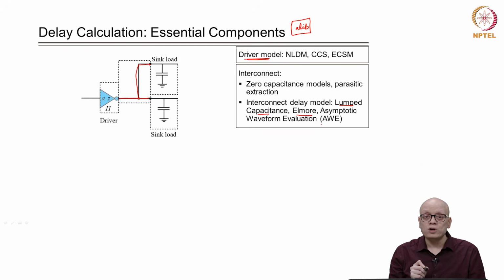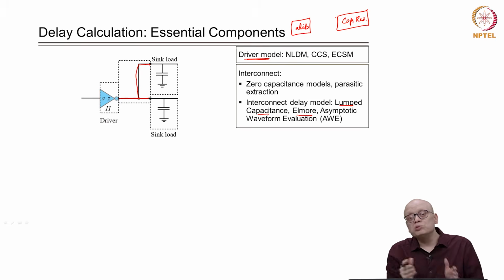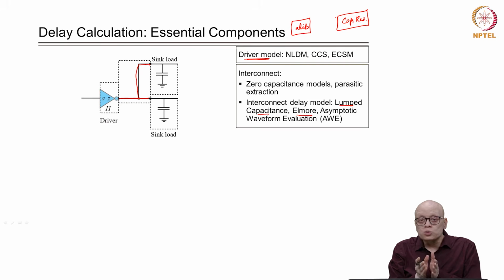So, the second important piece of information that a delay calculator needs is the characteristics of the interconnects in terms of capacitance, resistance and so on, and then an abstraction level, that is, what the delay model for the interconnects in our circuit should be.